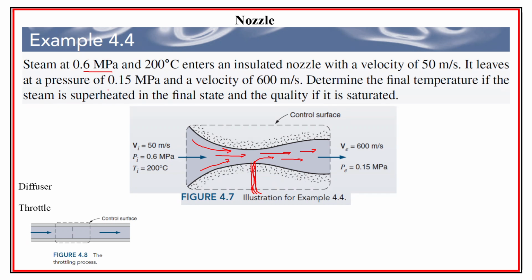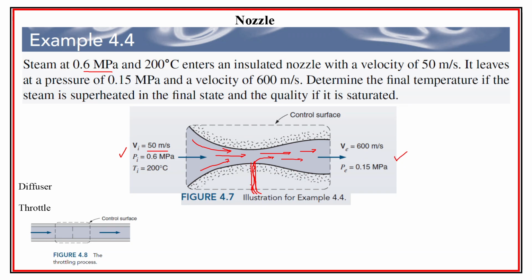So we have 600 kPa, 0.6 megapascals, and 200 degrees Celsius entering this insulated nozzle. So it's insulated, meaning no heat transfer is going across it. It has a velocity of 50 meters per second on its way in, and it leaves at 150 kPa, 0.15 megapascals, with a velocity of 600 meters per second. We're going to determine the final temperature if the steam is superheated in the final state, and the quality if it is saturated. So it could still be superheated. We're going to presume it starts out superheated, but we're not quite sure right here.